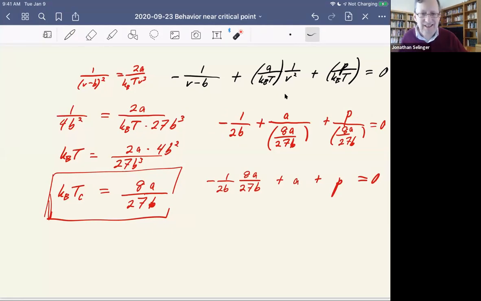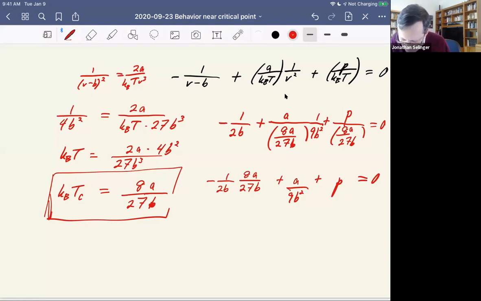Yes, in the very top line, the second term has 1 over v squared multiplied to it, and I don't think I see that in the second equation. Thank you. Glad to know some students will save me today. Okay, 1 over v squared, 1 over 9b squared, right? Because v is 3b. 9b squared, plus p. Okay, now I'm back to life.